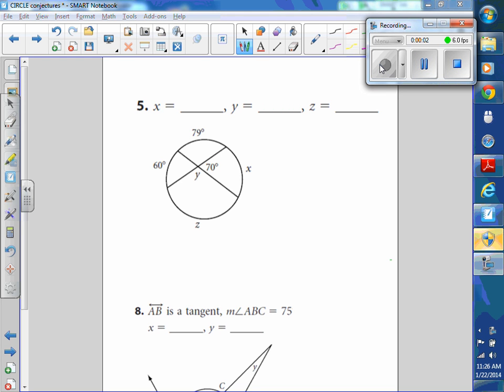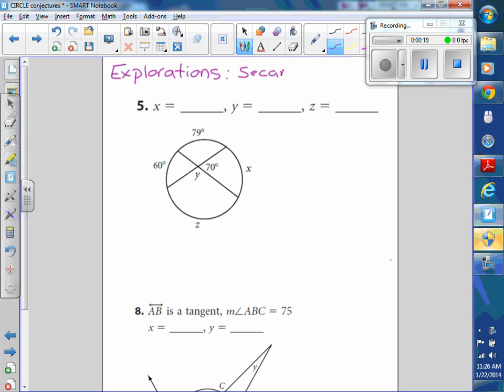This is the explorations worksheet, right? What's it called? Okay, explorations. Yeah, we'll just put secants, tangents, chords. Right. Tangents and chords. Good enough.